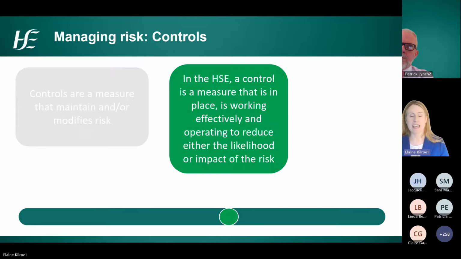What is important is the emphasis that a control measure must be in place, working effectively and operating to reduce either the likelihood or impact of a risk. This understanding is crucial when reporting or reviewing control measures, as if the activity being recorded does not meet those above criteria, that is, that it is in place, working effectively and operating to reduce the risk, then it should not be recorded as a control, but instead as an action. I'll talk about actions in just a moment.